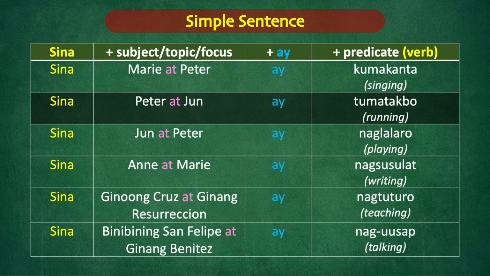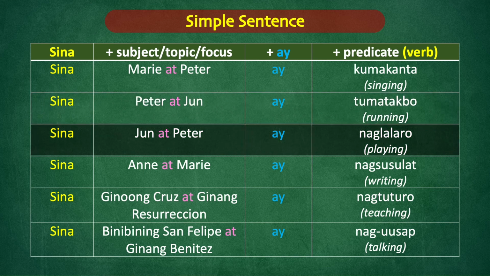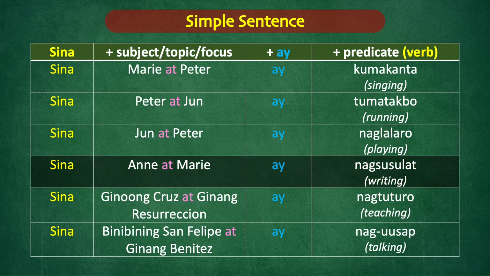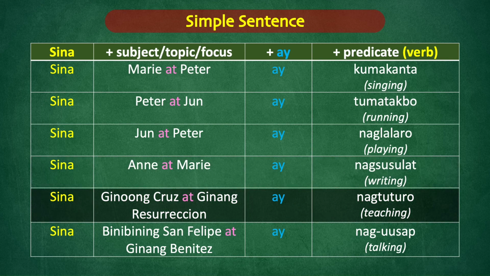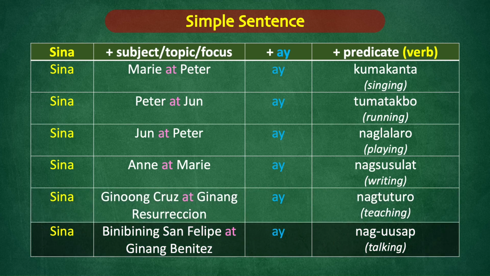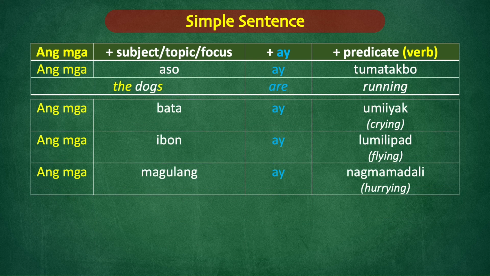Sina Peter at June ay tumatakbo. Sina June at Peter ay naglalaro. Sina Anne at Marie ay nagsusulat. Sina Ginoong Cruz at Ginang Resurreksyon ay nagtuturo. Sina Binibining San Felipe at Ginang Benitez ay nag-uusap. Verbs do not undergo any change in this instance. Let's try ang mga. Ang mga aso ay tumatakbo. Ang mga bata ay umiiyak. Ang mga ibon ay lumilipad. Ang mga magulang ay nagmamadali.